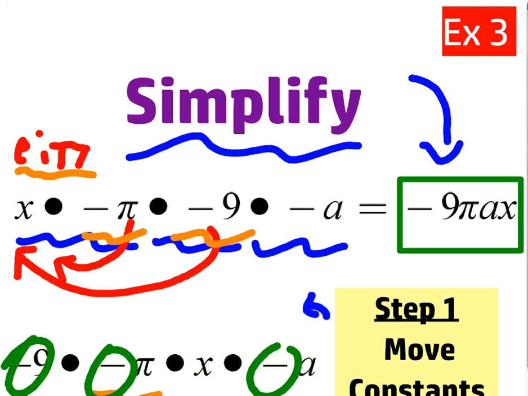And again, sometimes it helps to read the question, but I've doodled so much I really can't mark anymore. Anyway, x times negative pi times negative 9 times negative a is equal to negative 9 pi ax once we simplify it or make it shorter.